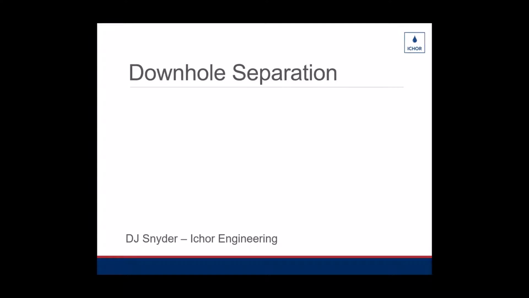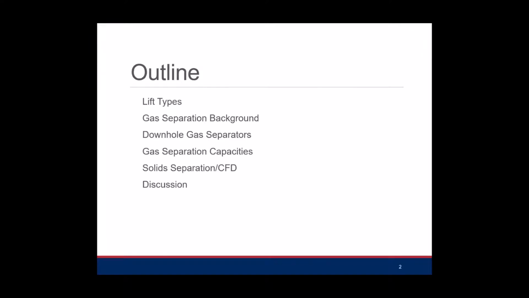There's been a lot of research done on it from the 1930s, 40s, 50s, and then updated for some horizontals. So again, back to the basics. I think it's always been an issue, and it will be moving forward. But again, I want to talk about production lift types, a lot of the unconventional lift types, gas separation background, what's been done, what people have looked at, and then what we're looking at now. The different types of downhole gas separators.